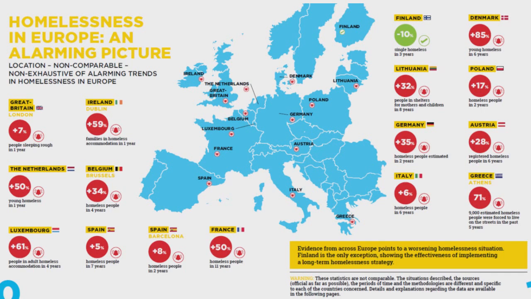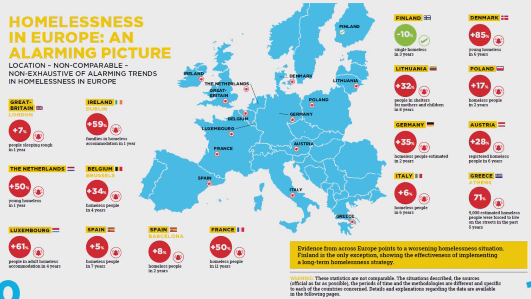And it's mainly caused by the fact that, compared to the other countries, Finland is the country which invests the most in Housing First. Finland is the only country in Europe which has a nationwide implementation of the Housing First paradigm. Throughout Europe, you see that homelessness is on the rise.